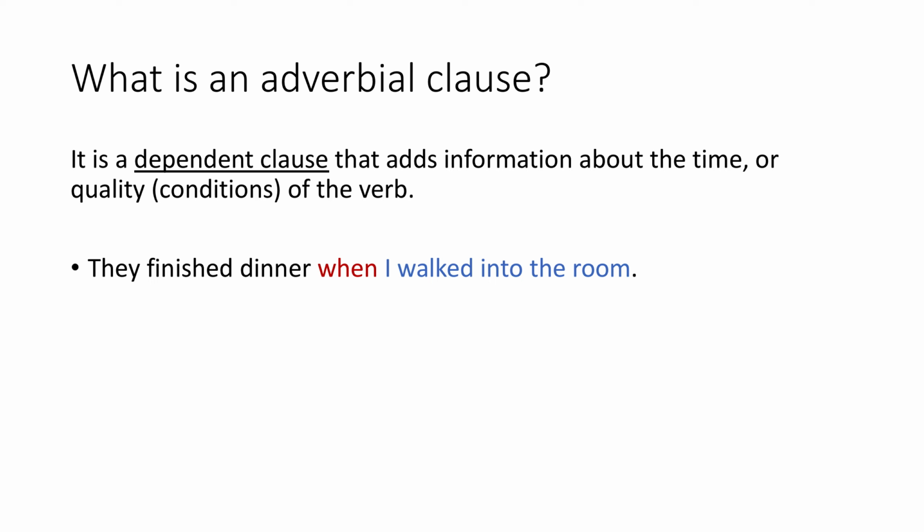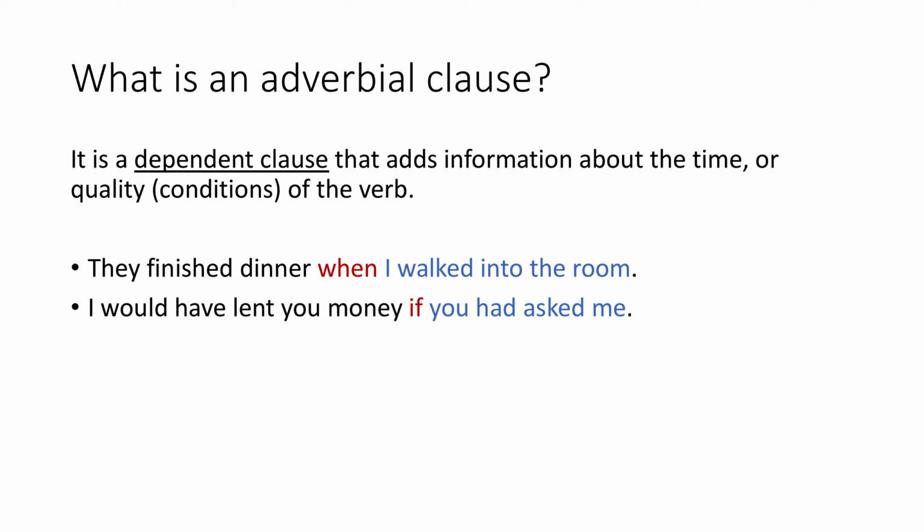They finished dinner when I walked into the room. In this video, I'm going to use a black color font to indicate the main clause, and the dependent clause will be indicated by red and blue colors. The red color is going to be used for the connector or conjunction that creates an adverbial clause, and the rest of the clause will be indicated in blue. In this case, we are talking about the time of the action of the verb in the main clause, finished. So we are saying when they finished the dinner, and they finished it when I walked into the room.